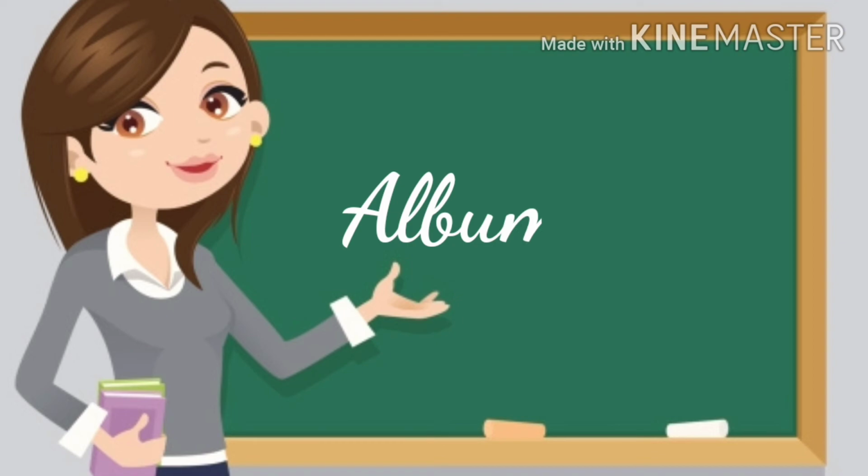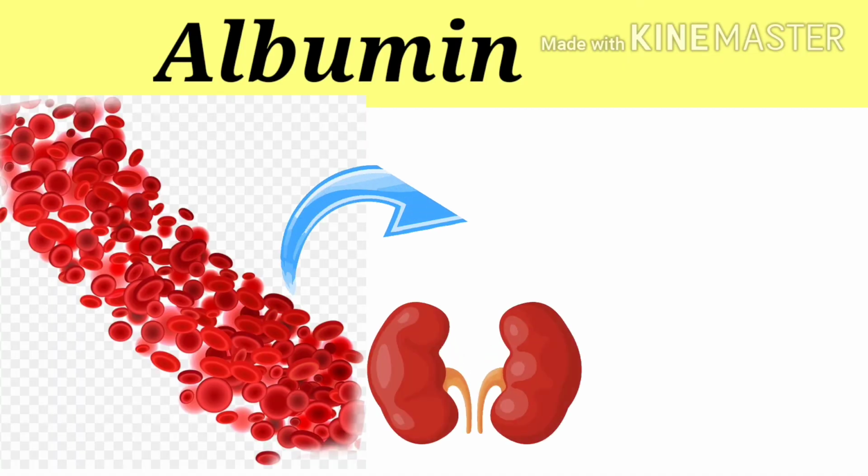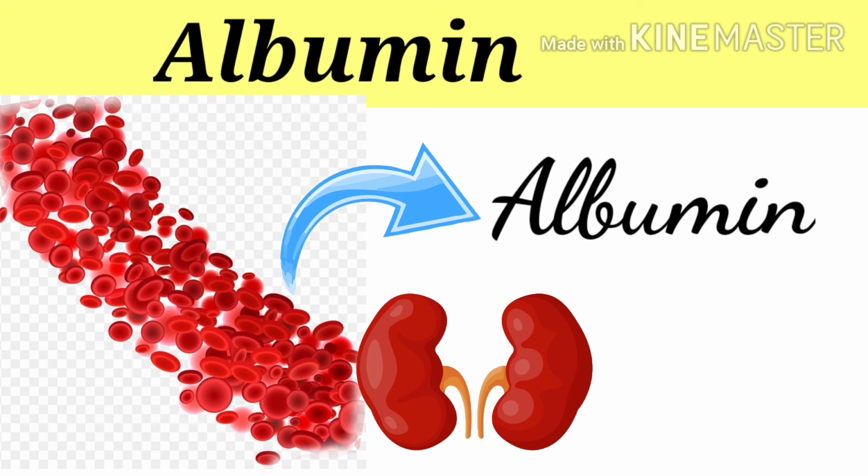Next comes the albumin. Albumin is a protein found in the blood. It is the early indicator which determines the kidney problem. Normally, albumin in the blood ranges from 3.4 to 5.4 grams per deciliter.